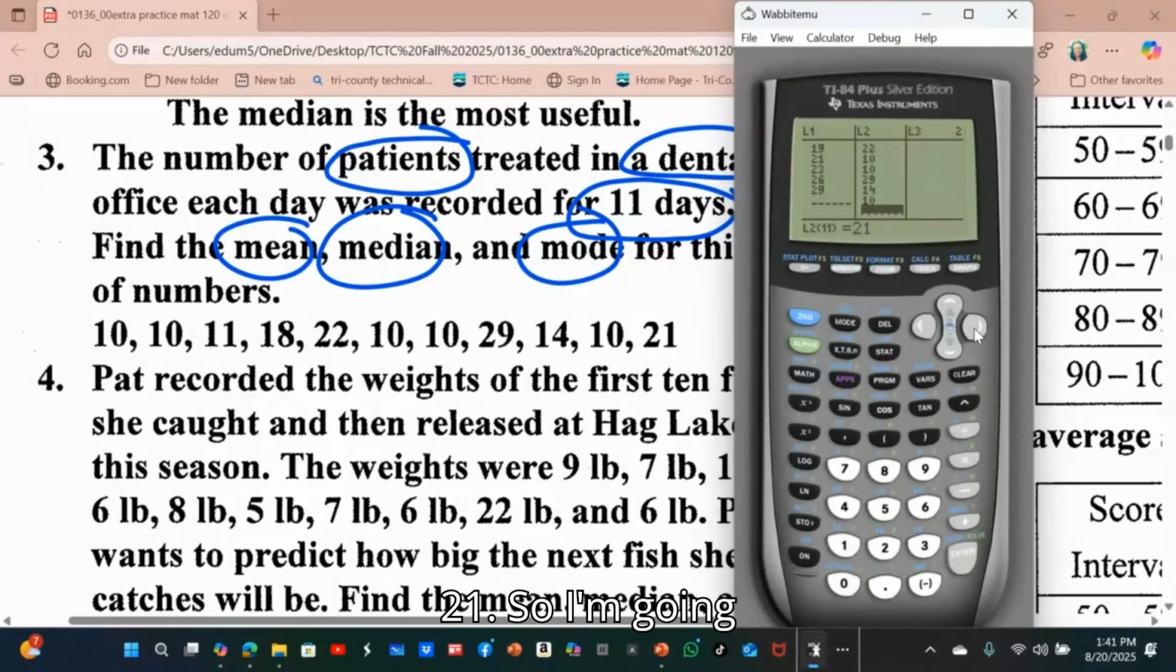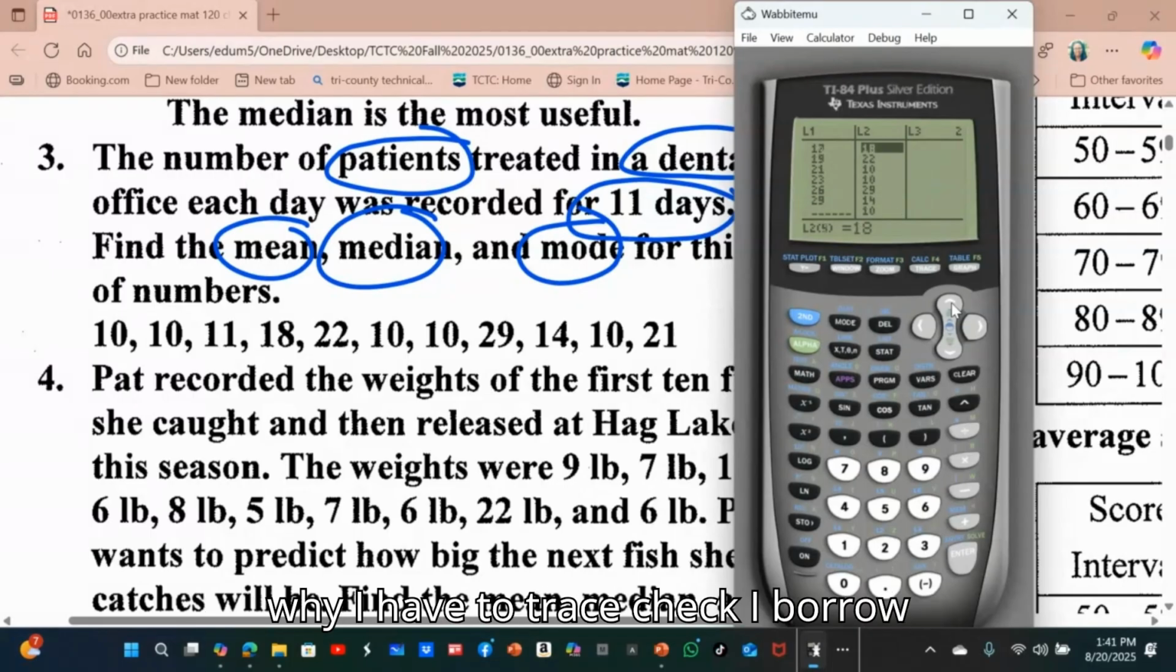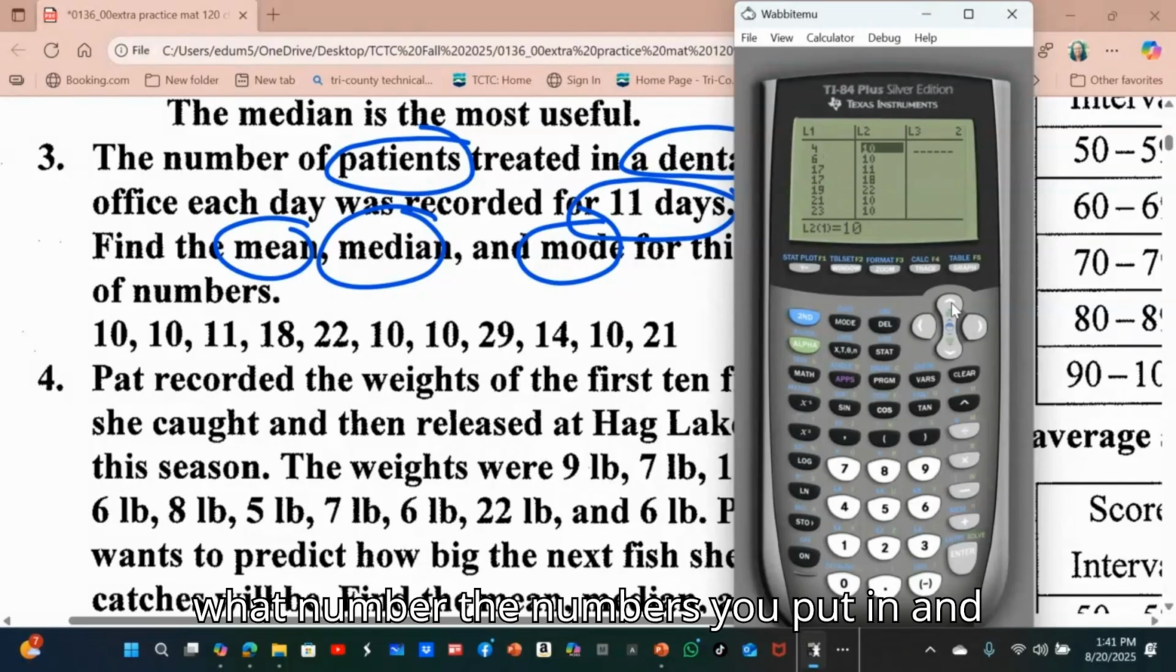21. So I'm going to carefully look at my calculator and see what it is asking me. My calculator is asking me to put in the 12th number. Because it is asking for the 12th number, I have it right. The sample size is 11. Another thing I will check is, is there any odd number? Did I put in a 3-digit number? We are human beings, we make mistakes. So I have to eyeball the numbers you put in and make sure that you did not mistakenly put in a 4-digit number there.